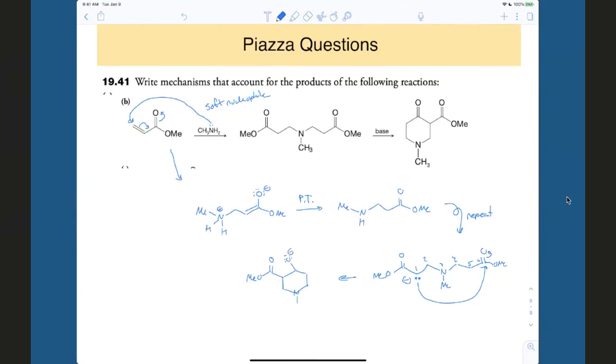We make the tetrahedral intermediate. This is able to collapse. And we'll make the product. Most likely this intermediate would have been deprotonated and you'd need to use acid again. But it looks like the book was not explicit on the workup.